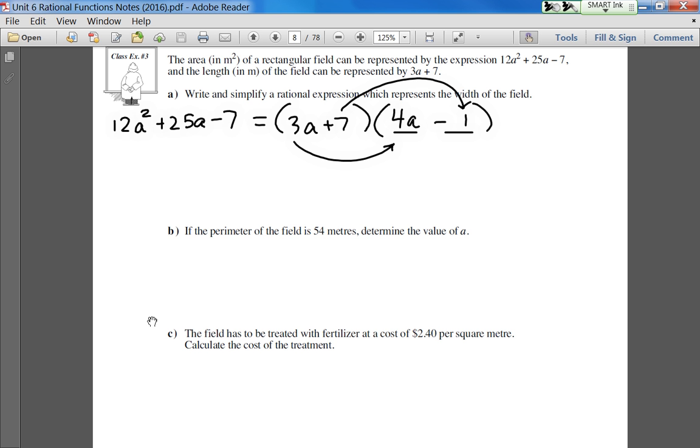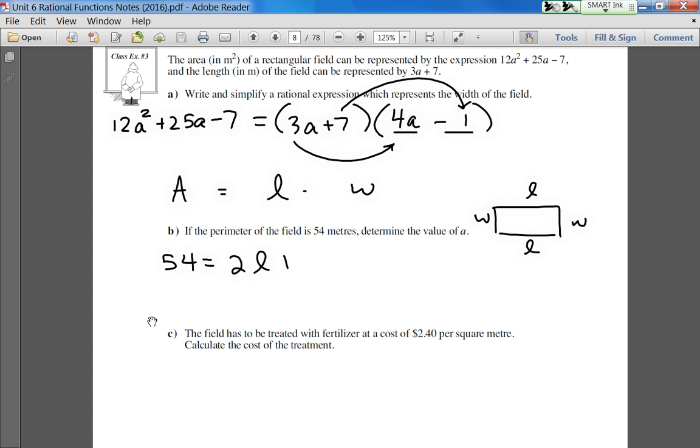And again, this is area equals length times width. If the perimeter is 54, what's the formula for perimeter for a rectangle? A rectangle has how many lengths? Good, 2 lengths and 2 widths. So 54 equals 2 lengths, where length is 3a plus 7, and 2 widths, 2 of those guys.